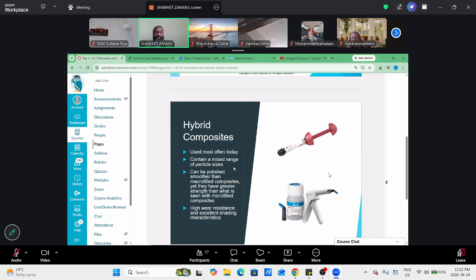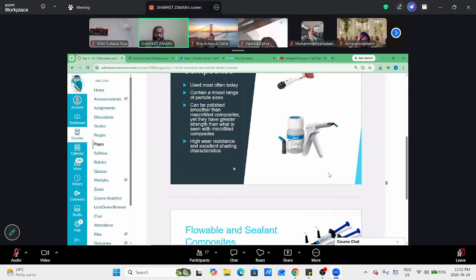The reason it gives the two things: because of the presence of the microfillers, they can make a very smooth surface. Because of the presence of the macrofill, they can be used for high strength or high resistance from the materials' point of view.